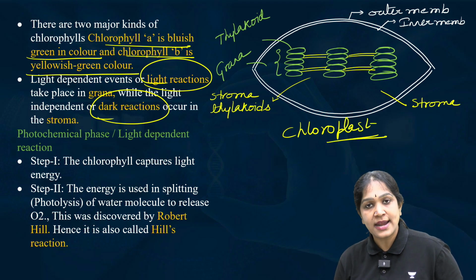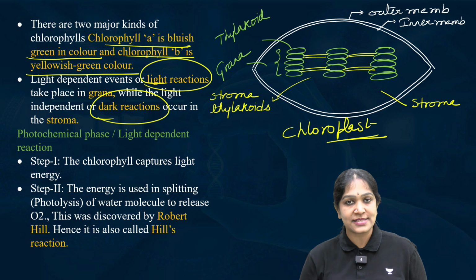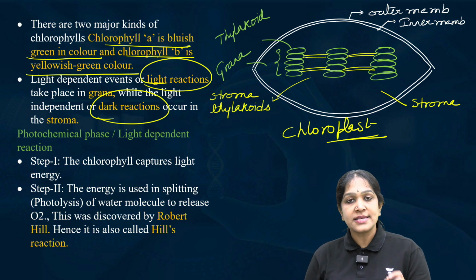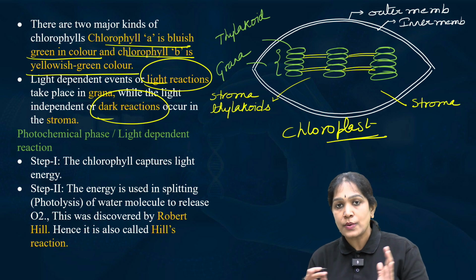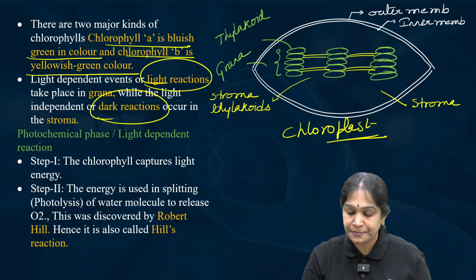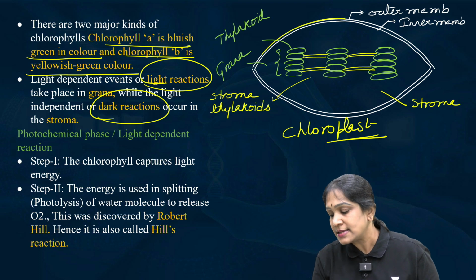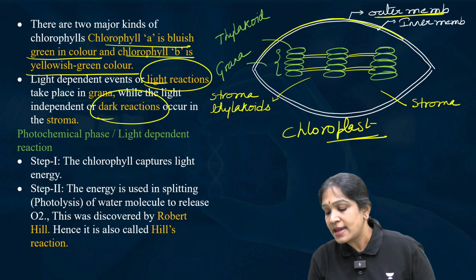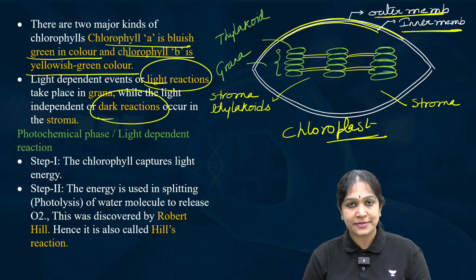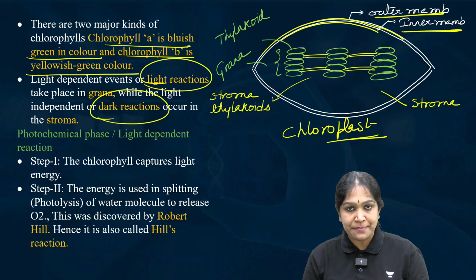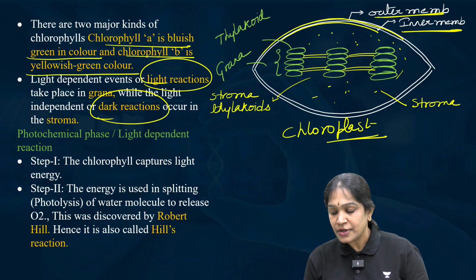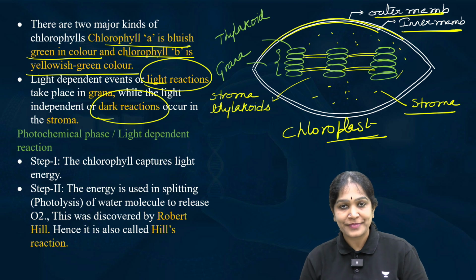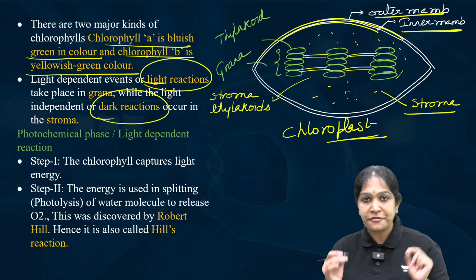Let us now understand the structure of the chloroplast. Chloroplast is a double membraned cell organelle. Means it is enclosed by 2 membranes. This is the outer membrane and this is the inner membrane of the chloroplast. Inside these membranes, there is a fluid-filled region called as stroma.